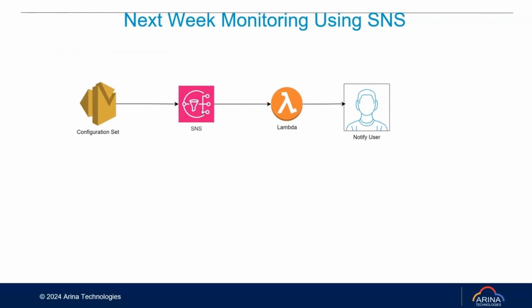This is the architecture that we are going to be setting up, where we have a configuration set that sends out a notification using SNS. We can set it up using Lambda and notify the user if there is any bounce or any other issue as part of this. So let's get in here.